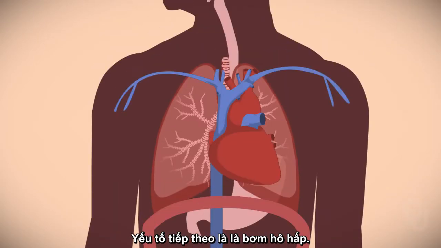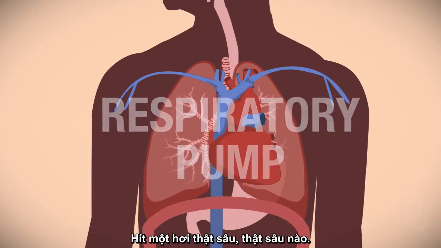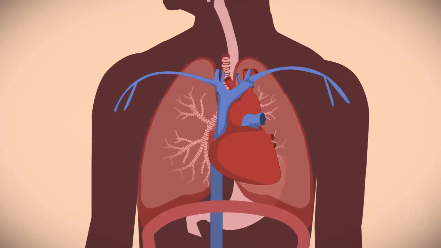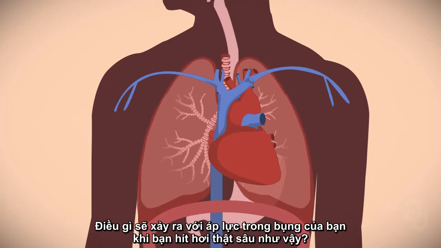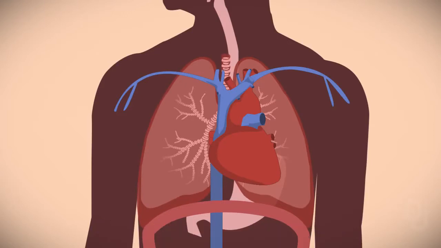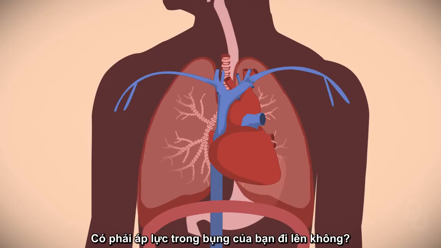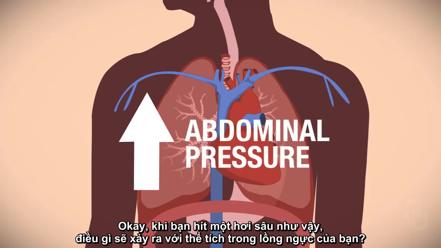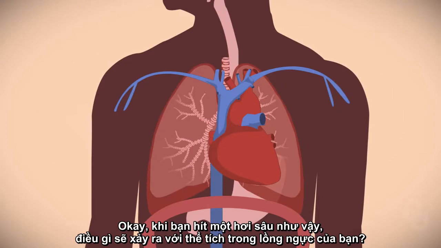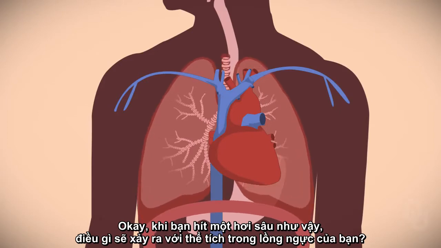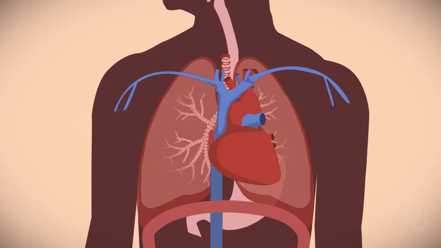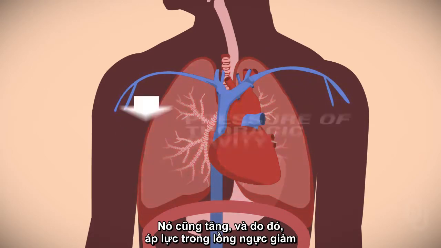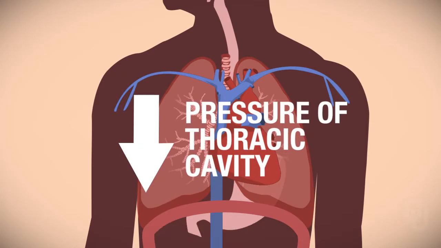The next factor is the respiratory pump. So take a deep breath, a really big one. Come on. What happens to the pressure in your abdomen while you're taking this really deep breath? Did the pressure in your abdomen go up? It increases, right? Okay, when you took that big old deep breath, what happened to the volume of your thoracic cavity? It increased too. And therefore, the pressure in the thoracic cavity decreases.